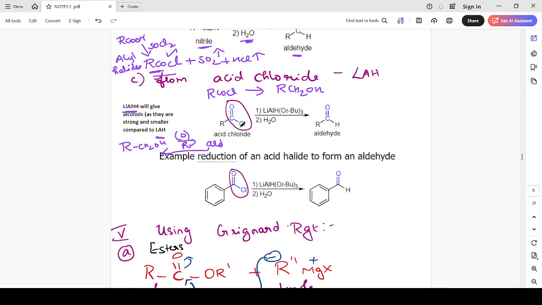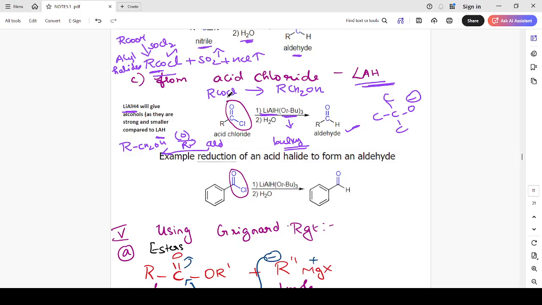In case I am not using lithium aluminum hydride, instead I am using some bulky participant of the lithium aluminum hydride family, LAH for short. You can see LiAlH is there, then 3 hydrogens are being replaced by tertiary butoxide, a bulky tertiary butoxide. Bulky group it is, isn't it? So this bulky group is not allowing further reduction, so that it stops with aldehyde itself.